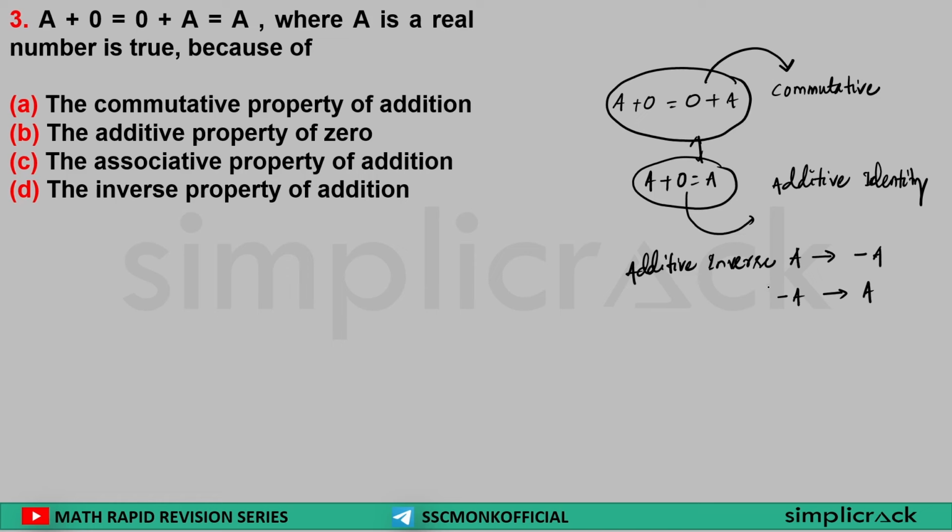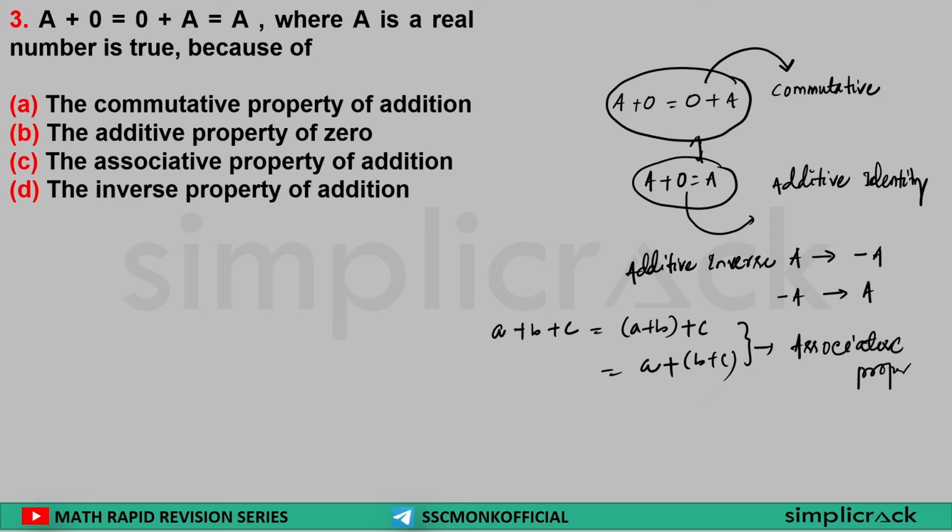And there is also one more law, that is associative law. That means let's say there are three numbers, A, B, C. If I have to add three numbers, I can either add it like this: A plus B, I will get the result, then I will add it with C. The same result I will get if I add B plus C first, then I will add it with A. So this is known as what? Associative law, or associative property of addition.